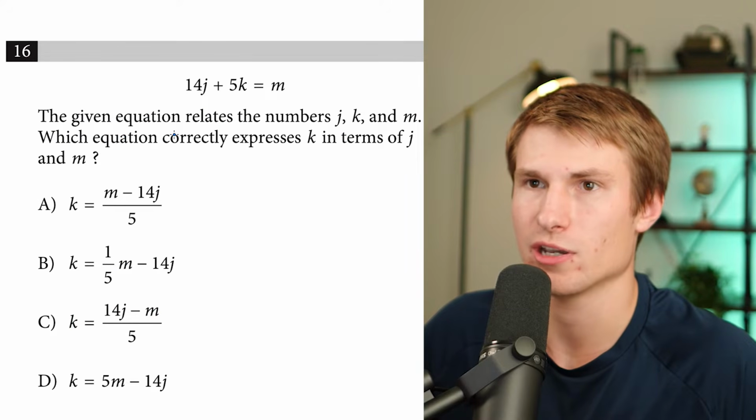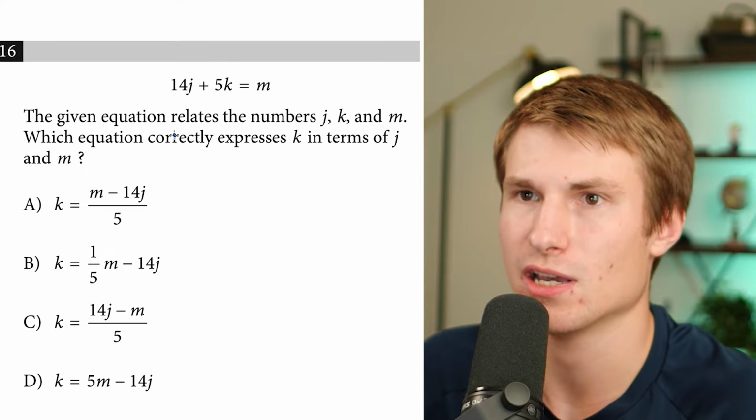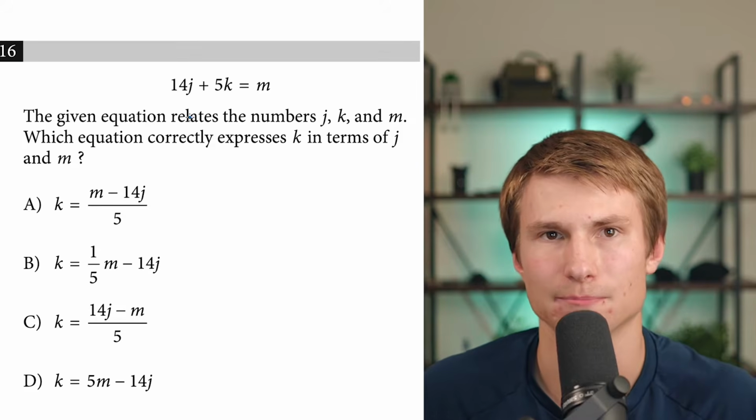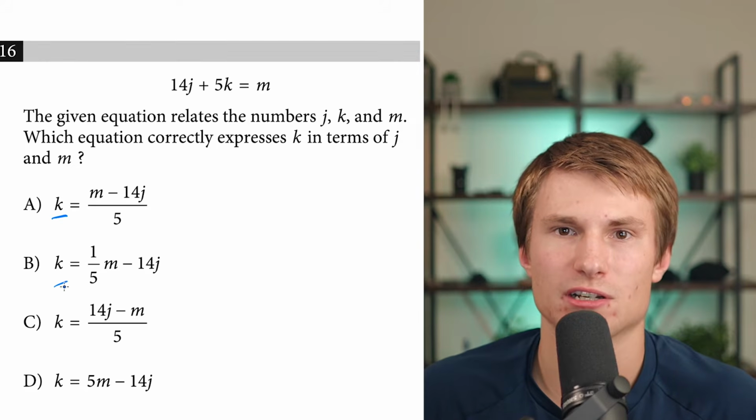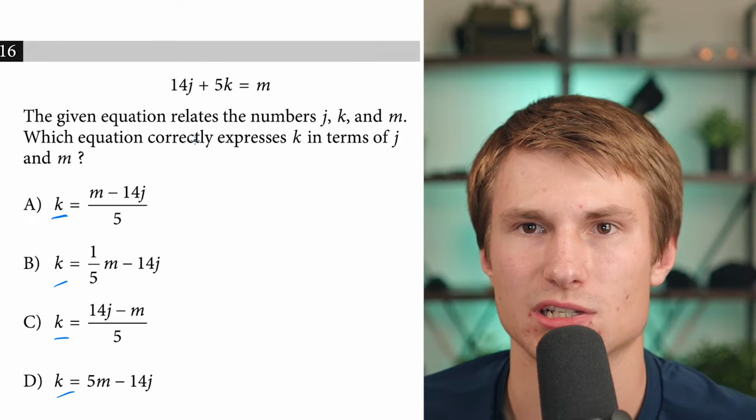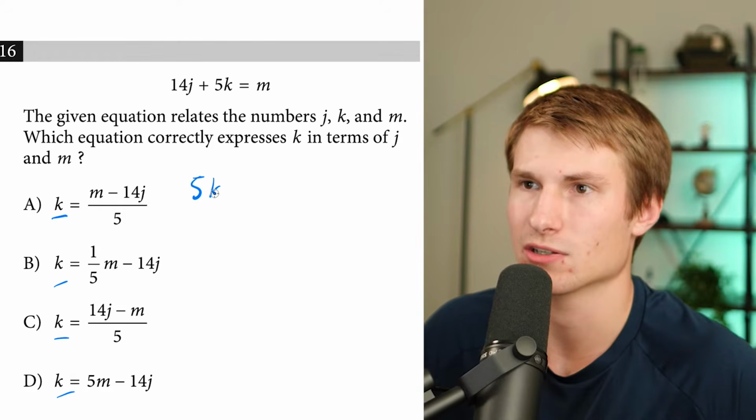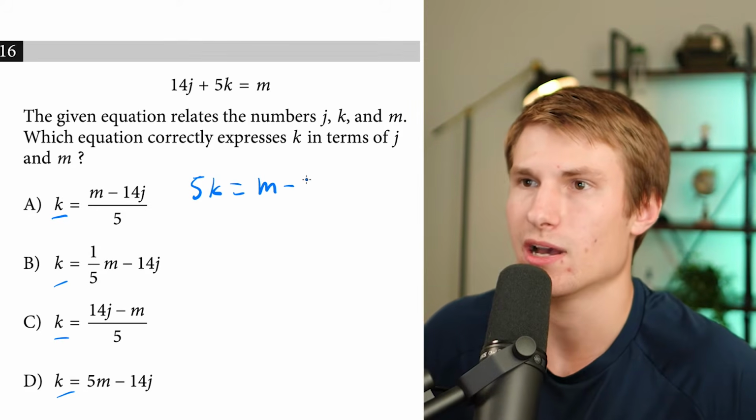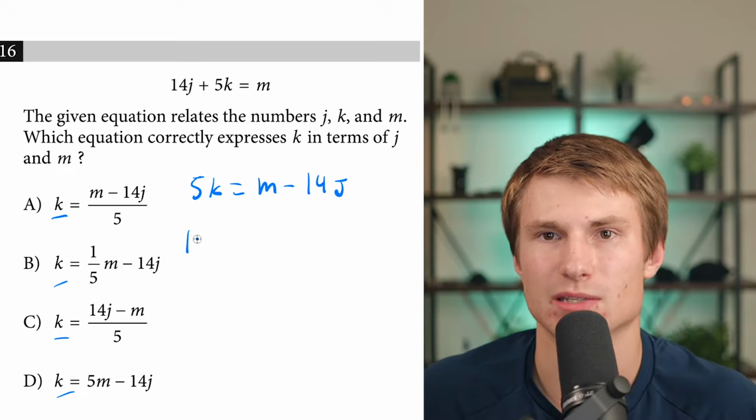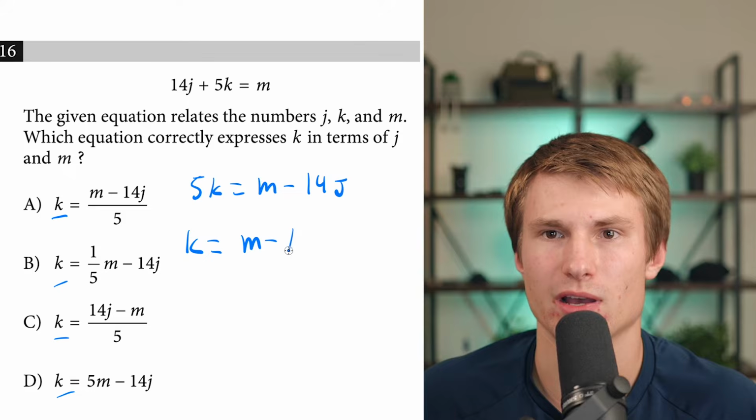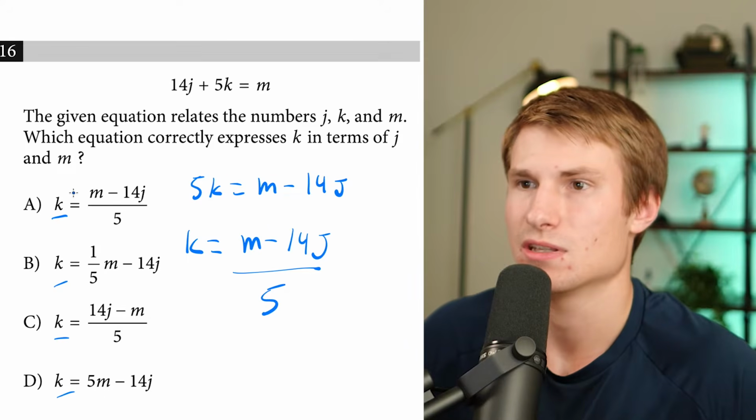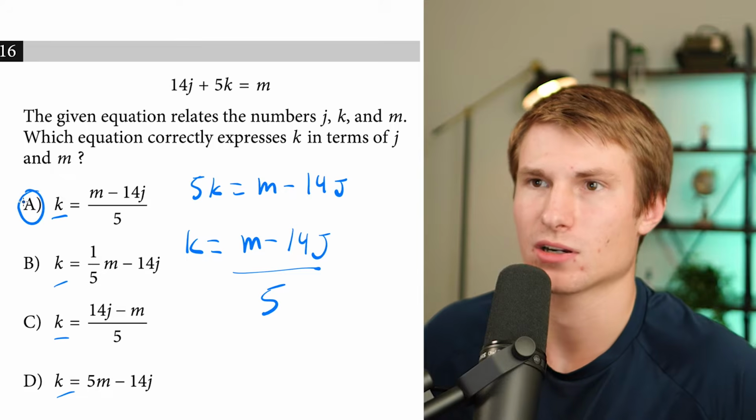Moving on to question number 16. The given equation relates the numbers j, k, and m. Which equation correctly expresses k in terms of j and m? All we've got to do here is rearrange these variables in order to get the value of k. So in this case, we'll subtract 14j from each side, and that will end up leaving us with 5k is equal to m minus 14j. Now from there, we'll divide both sides by 5, and we'll get that k is equal to m minus 14j all over 5. We see that that'll be answer choice A, so A will be our correct answer for number 16.